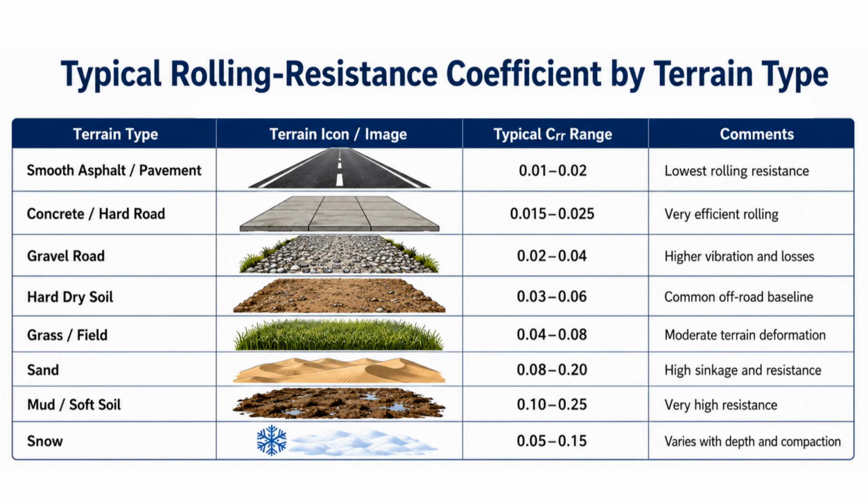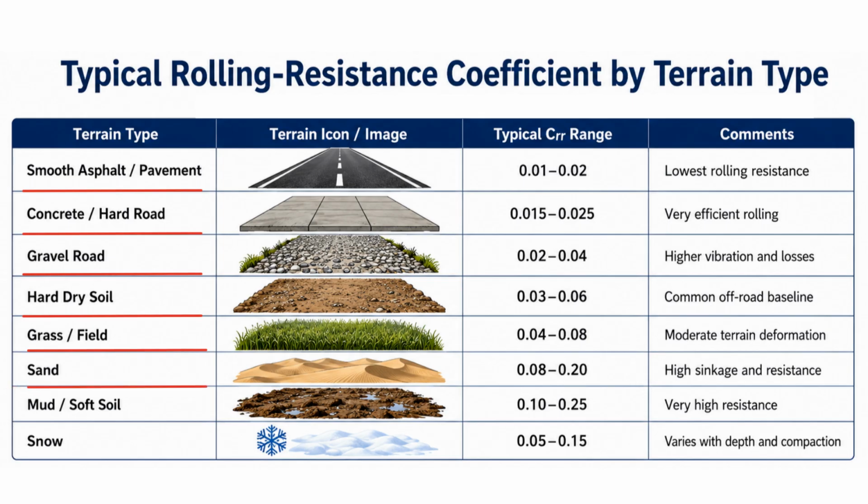This image compares typical rolling resistance coefficient, or CRR, values across different terrain types. On smooth asphalt and concrete, the coefficient is lowest because the surface is hard and the tyre experiences limited deformation. This means efficient rolling and lower power consumption. On gravel, hard soil, and grass, the coefficient increases as vibration, surface roughness, and terrain deformation become greater.